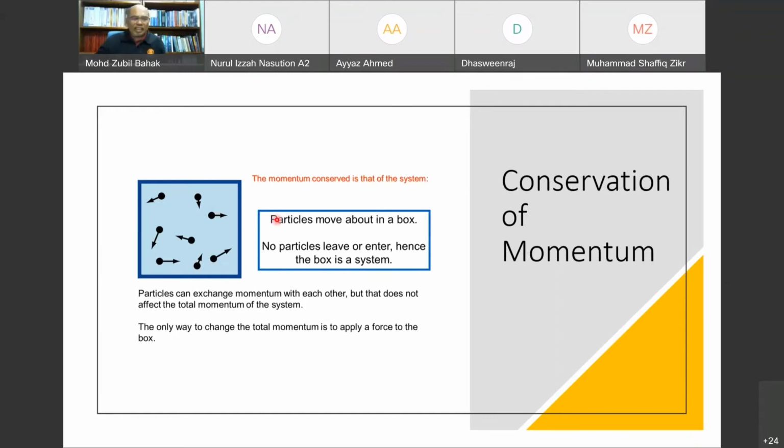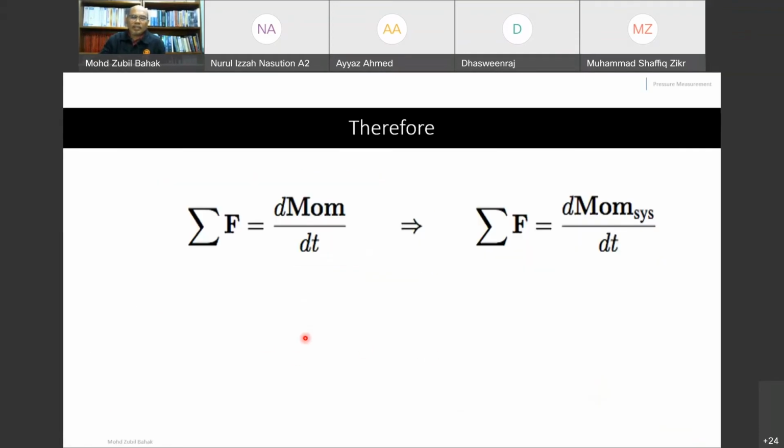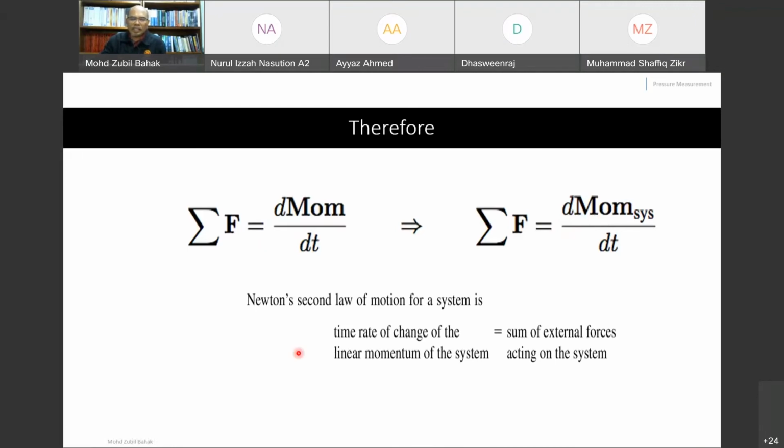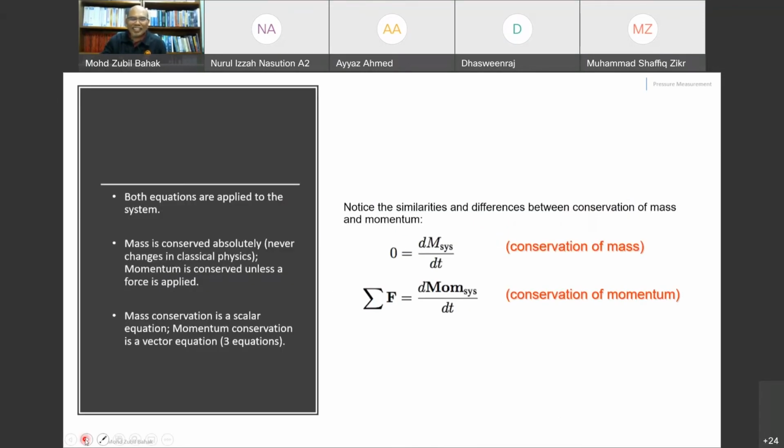Particles can exchange momentum with each other, but this does not affect the total momentum of the system. The only way to change the total momentum is to apply a force to the box. Therefore, we can put it as the sum of force is equal to the whole momentum divided by dt for the whole system. Newton's second law of motion for a system: the time rate of change of the linear momentum of the system is equal to the sum of the external forces acting on the system. I will explain it later.